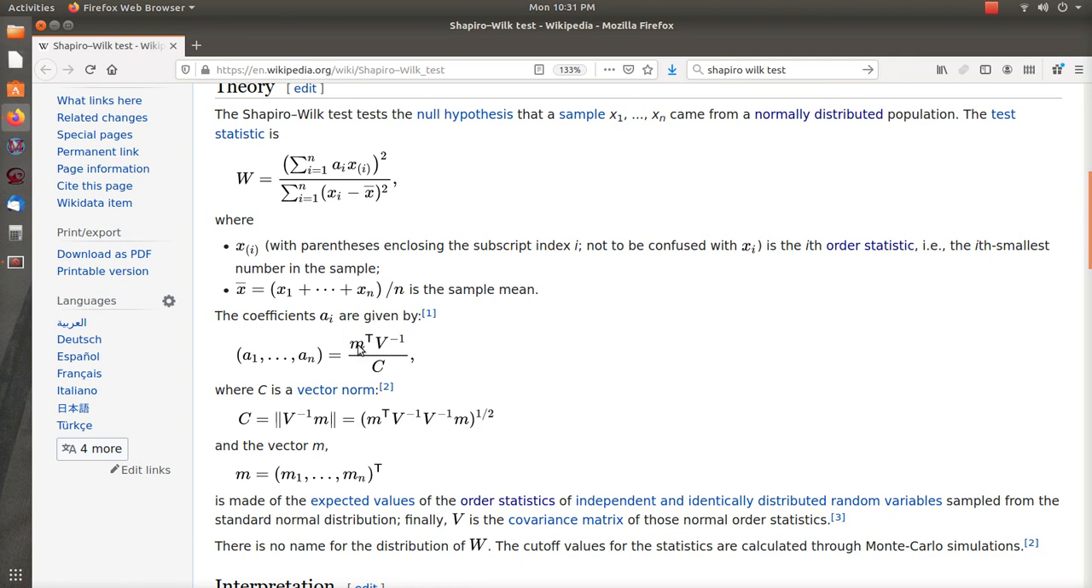Now m is a vector when it's down here, and it represents the rankits. So these are the means of the order statistics. So m is the vector of rankits. Now V is the covariance matrix. Of course we have to take the inverse of it. And then C is actually the length of this vector, m transpose V inverse, which is this right here. So it's the square root of that. And then once we do this calculation, we get the a vector and we put it back in and calculate it. Anyway, so this is what we're going to calculate in this example that I'm going to show you.